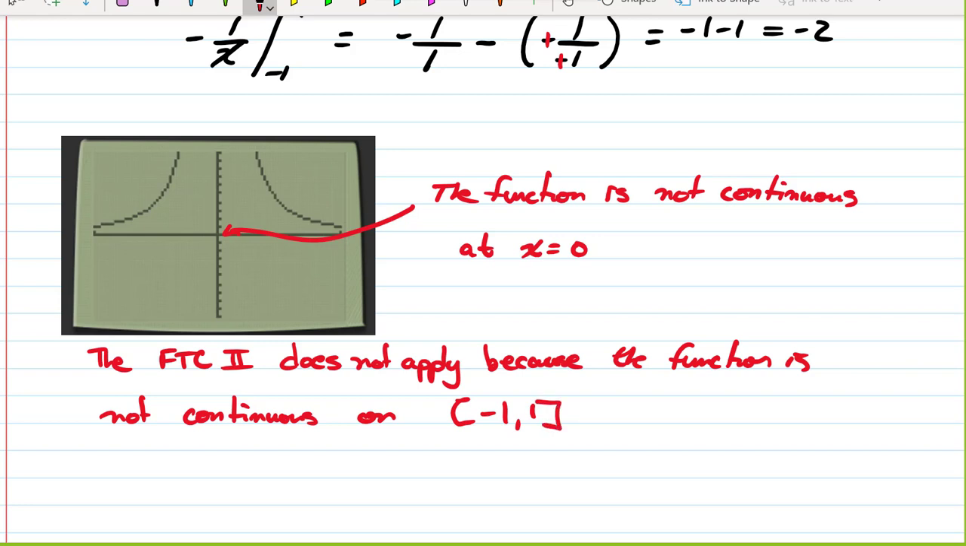So if we use the fundamental theorem of calculus on an interval where a function is not continuous, it may give us a number, but that number won't be correct. So we have to be a little bit careful. We can only apply it to continuous functions that have antiderivatives on the appropriate intervals. If we try, it will spit out a number, but the number is nonsense. It doesn't mean anything.